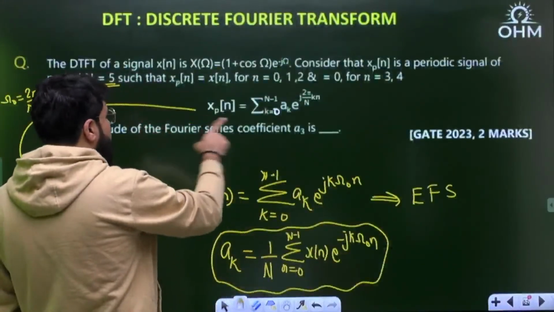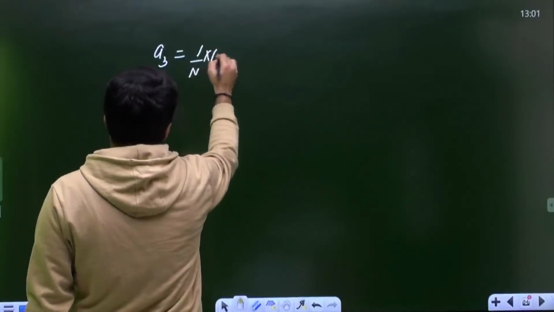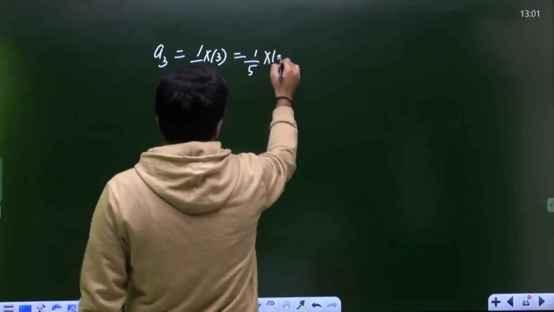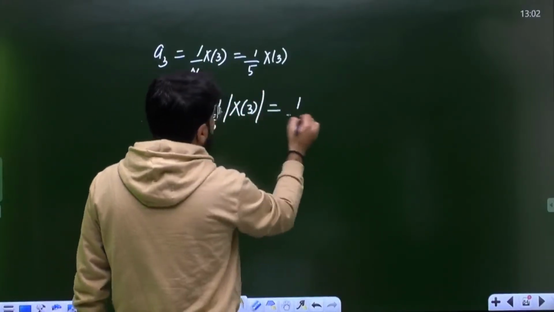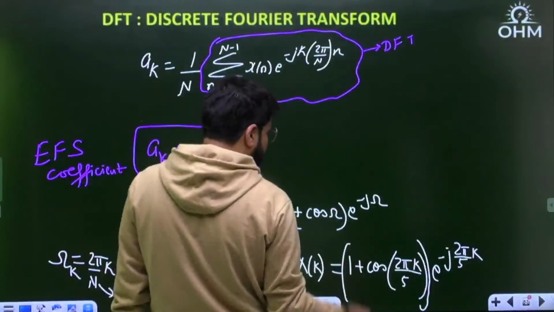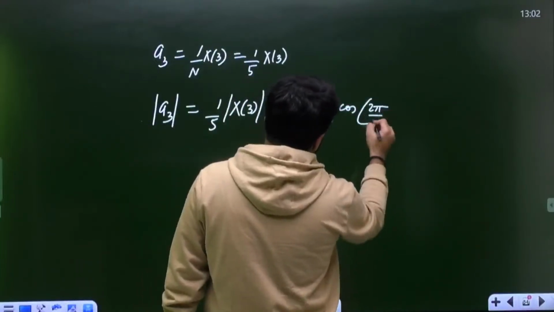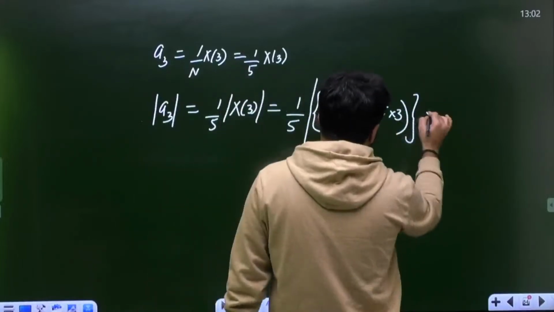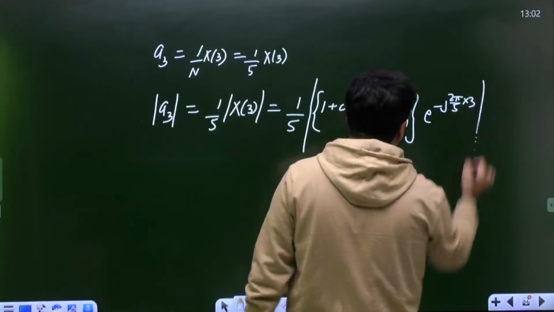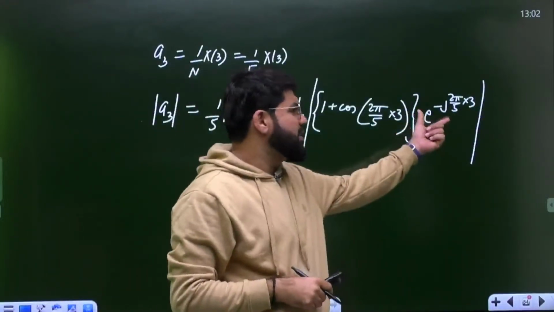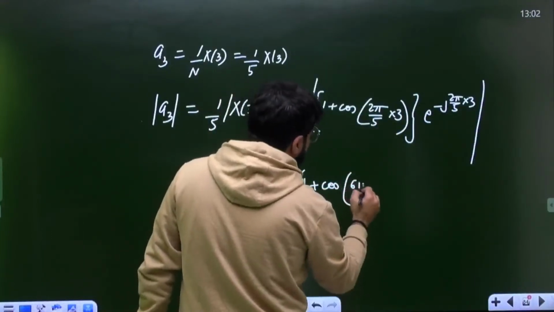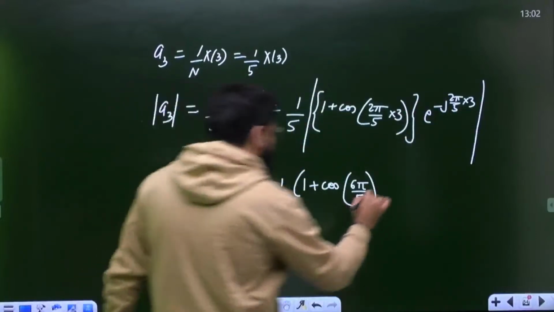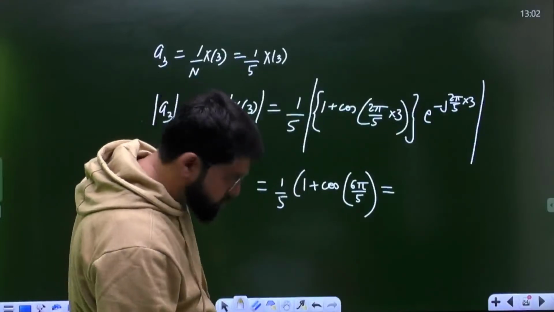Now the question is asking, what is the value of the Fourier series coefficient A3? So A3 should be 1 by N of X[3], or 1 by 5 of X[3]. N is 5 here. And they are only asking the magnitude. So 1 by 5 magnitude of X[3]. What should be X[3]? Put down X[3]: 1 plus cos 2 pi by 5 into 3, multiplied by e power minus j 2 pi by 5 into 3. But because I want magnitude, the magnitude of e power j theta is always 1. So the answer is simply 1 upon 5, 1 plus cos of 2 pi by 5 into 3, so 6 pi by 5. The magnitude of e power j theta will be equal to 1.